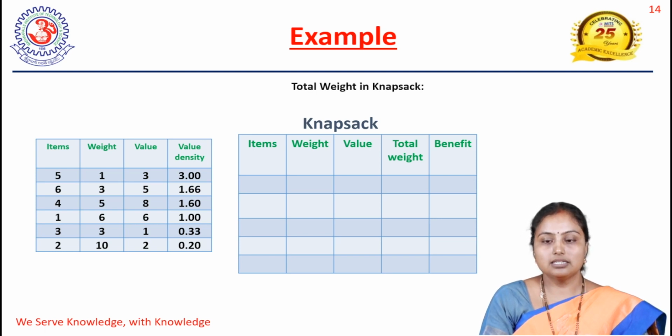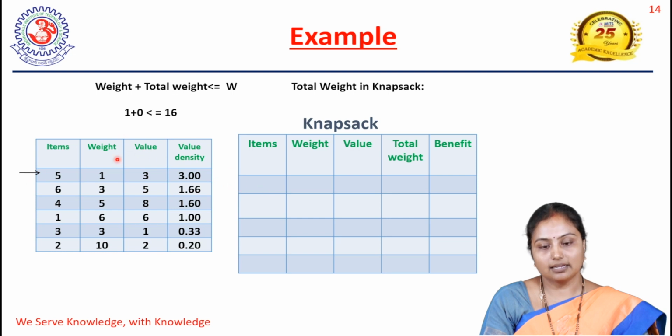So initially, what is the total weight in the knapsack? It is empty. After that, what we have to do? We have to take care of the constraint. The weight plus the total weight should not exceed the maximum capacity. Now, we are considering the first item because the value density of the first item is high. The item number is 5. So we are considering item 5 and we will fill the knapsack with item 5.